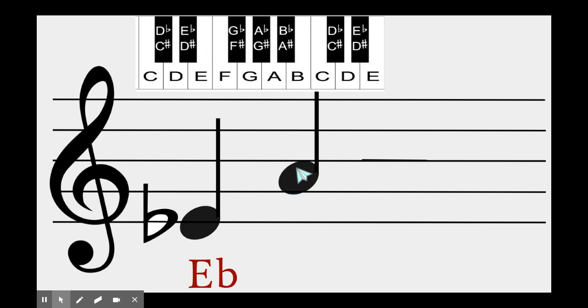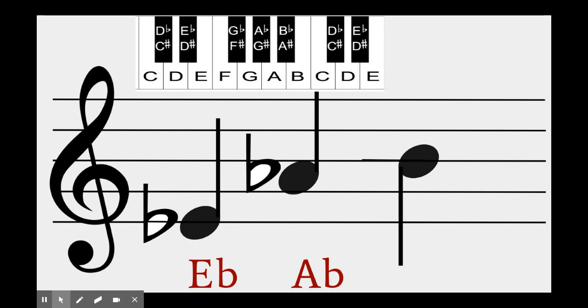If I was dealing with this note on the second space of the staff, it would be A. There it is on the keyboard. And if I put a flat in front of it, again, I would lower the note by a half step. Take a look at the keyboard. So I'm on A and I'm moving down to A flat. If I were to have a note here on the third line, it would be B. And if I were to put a flat in front of this note, it would become B flat, which would lower B by a half step.